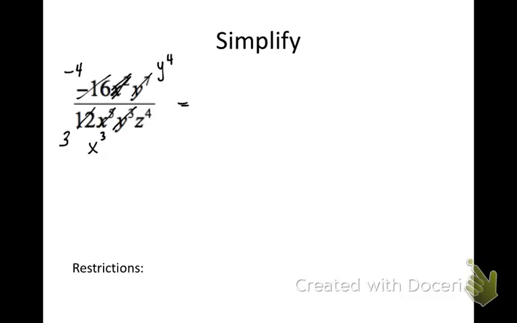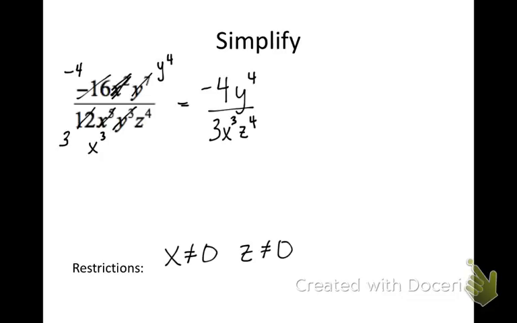So my final answer is negative 4, y to the fourth, all over 3, x to the third, z to the fourth. Now we do have restrictions on this problem. X cannot be 0 and z cannot be 0. If they were, that would make my denominator 0, and we can't divide by 0.